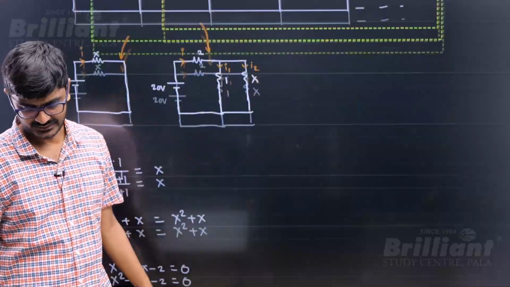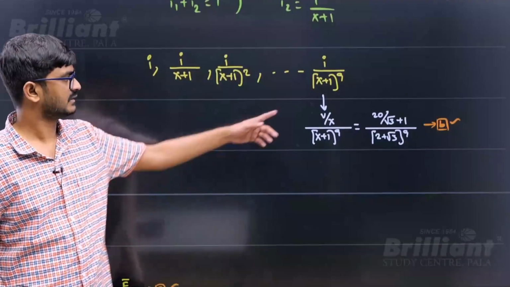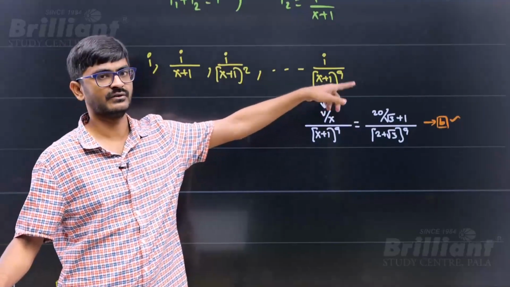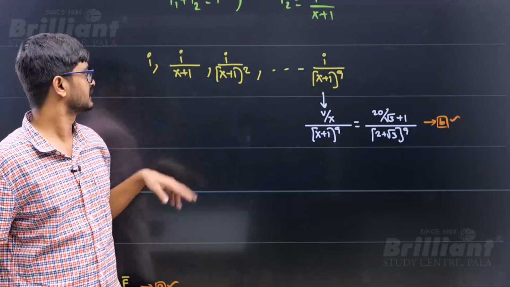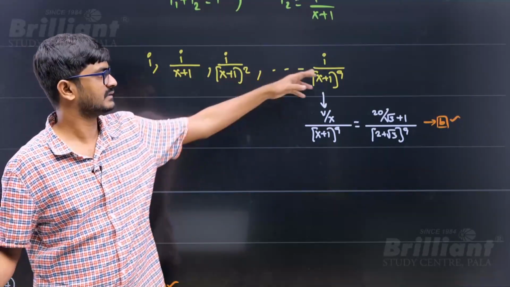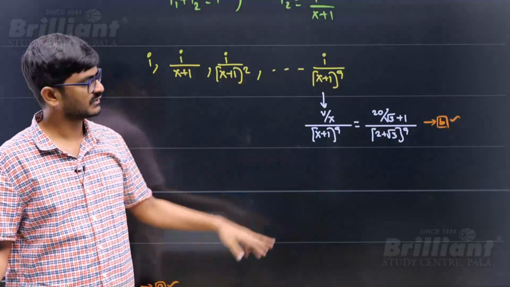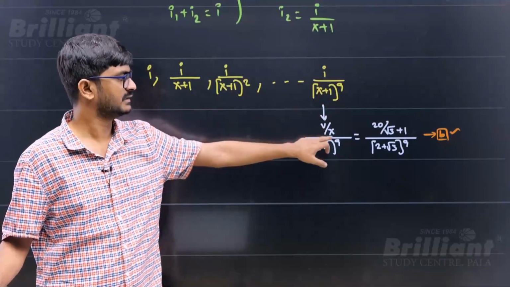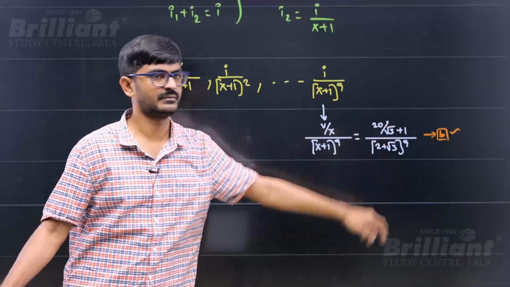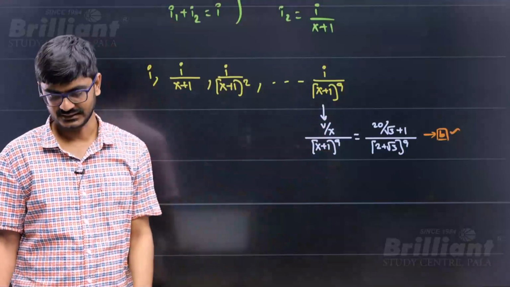So you can see a pattern. It will become I by x plus 1 whole power 9. This is the first segment, second segment, third segment. So this will be the 10th segment. But what is current? Current is V by resistance. Resistance value is root 3 plus 1, which we calculated. When you substitute, you will be getting the required answer.